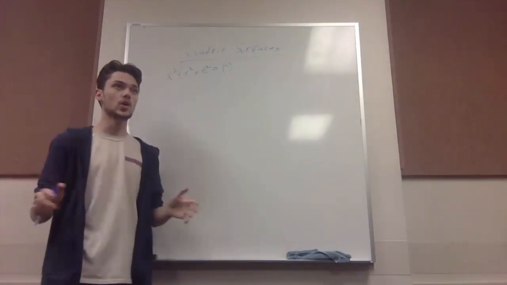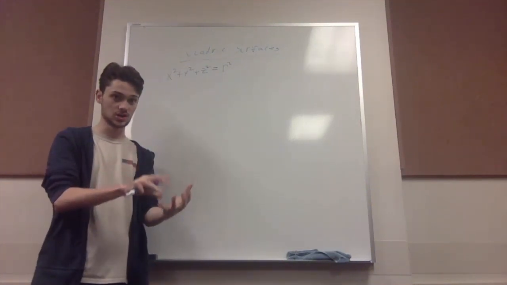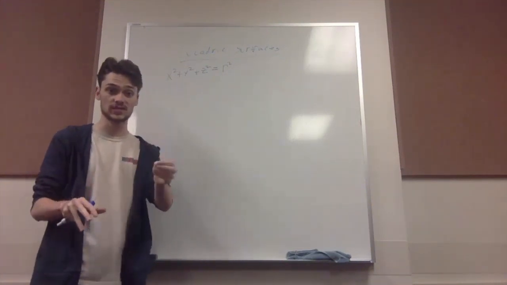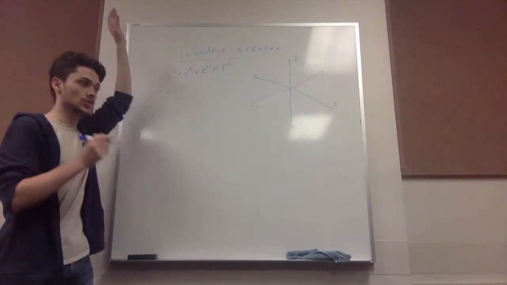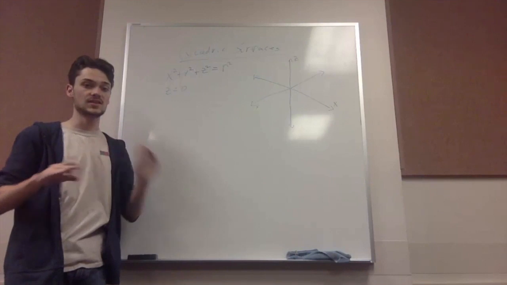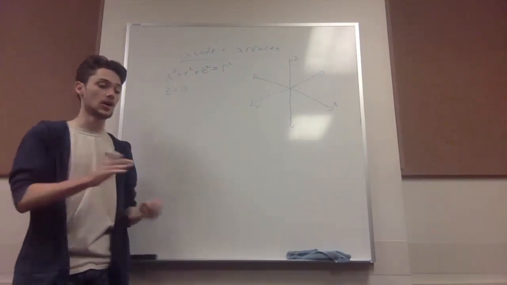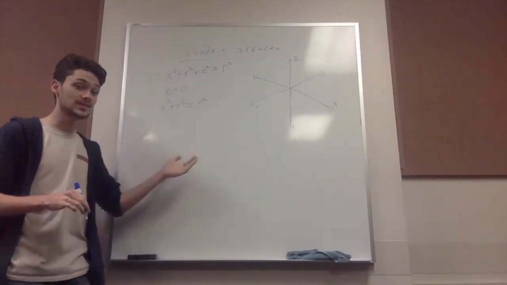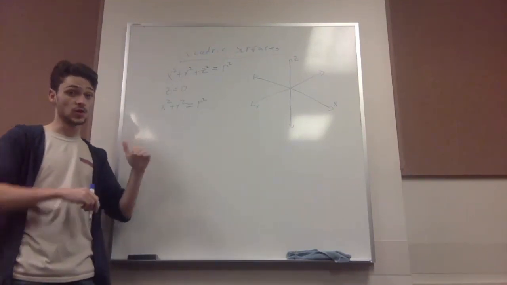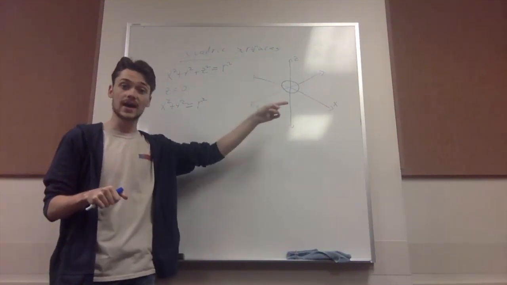Now, we already know that this is an equation for a sphere centered at the origin, but let's try and graph it using traces. So if we set z equal to 0, it is like the z-axis doesn't even exist. So right now, we're treating this equation as if we're graphing it on the xy plane. So we see that this is just the equation for a circle. So at z equals 0, we have a circle.